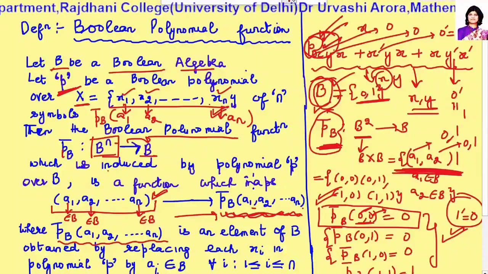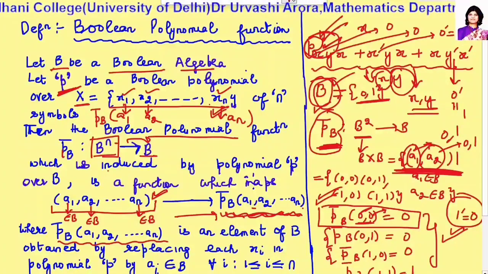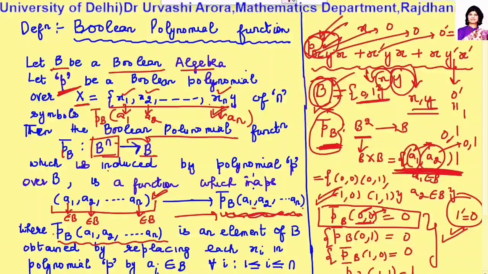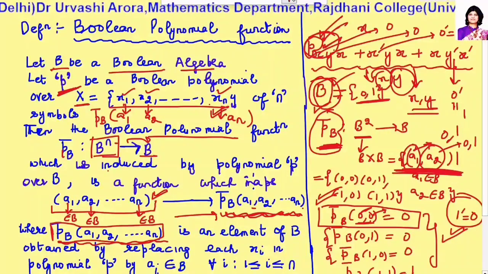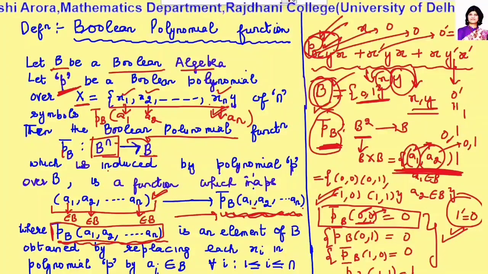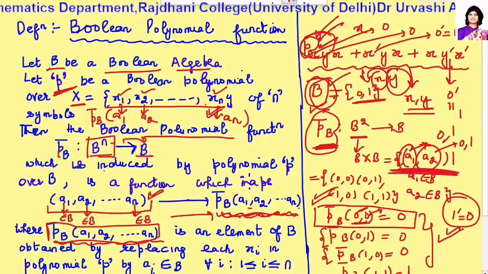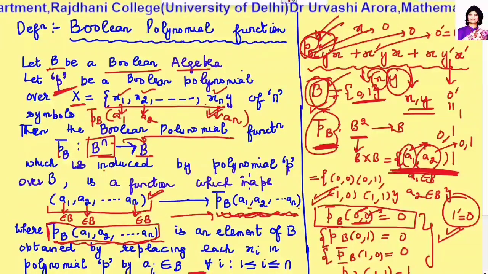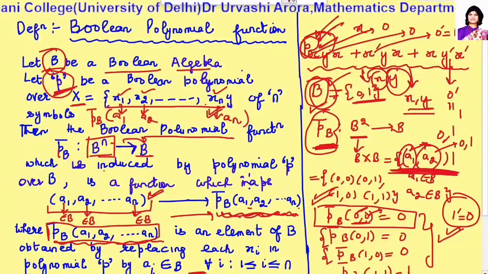x has to be replaced by the first component, which is a1, and y has to be replaced by the second component, which is a2. In the same way, the value of p bar b of a1, a2 and so on till an can be obtained by replacing these n symbols by these n values respectively, a1, a2 and so on till an, and using the rules of Boolean algebra. So this is the general definition of the Boolean polynomial function, which corresponds to any Boolean polynomial p over any Boolean algebra B.